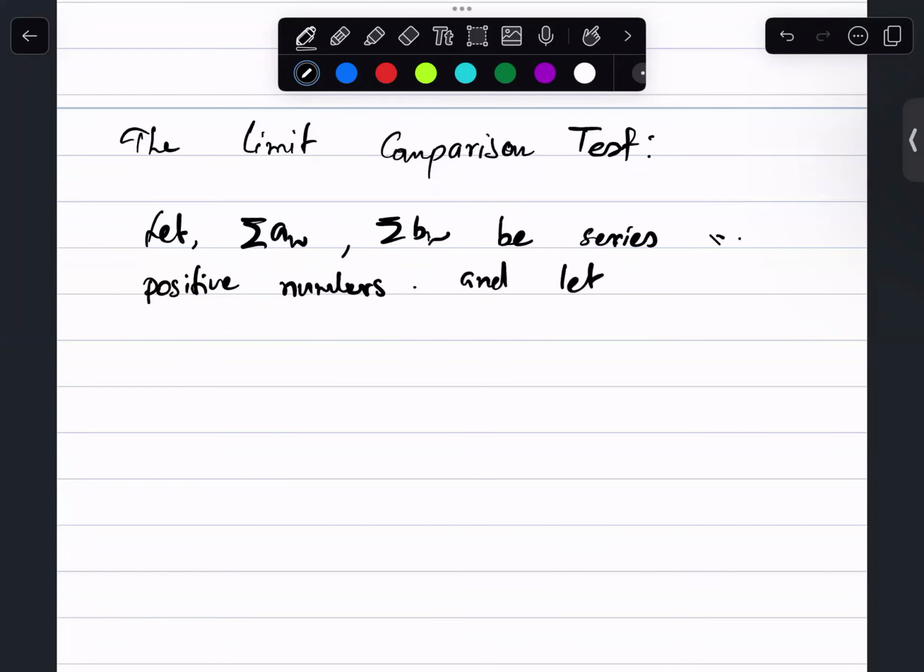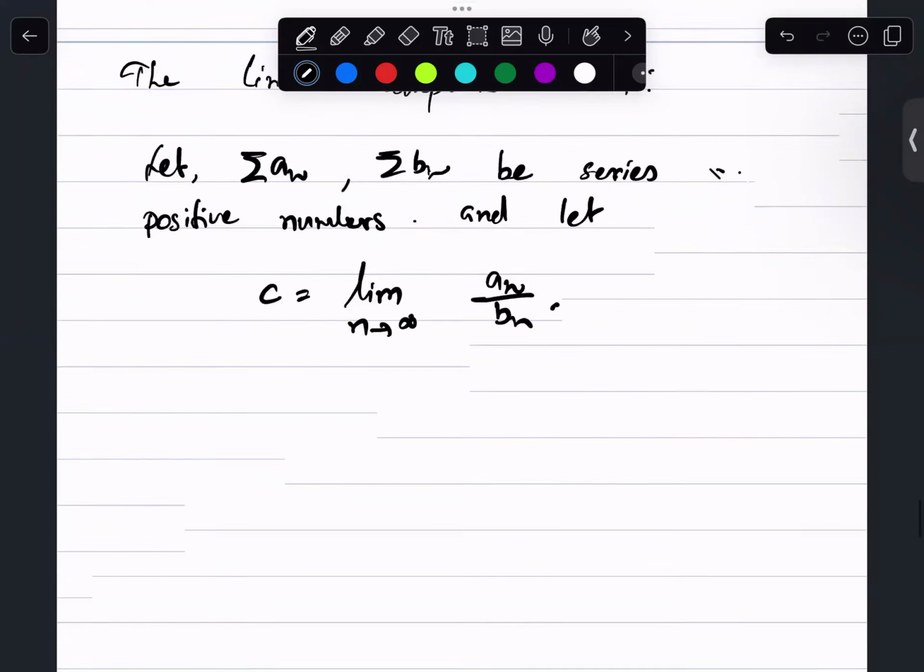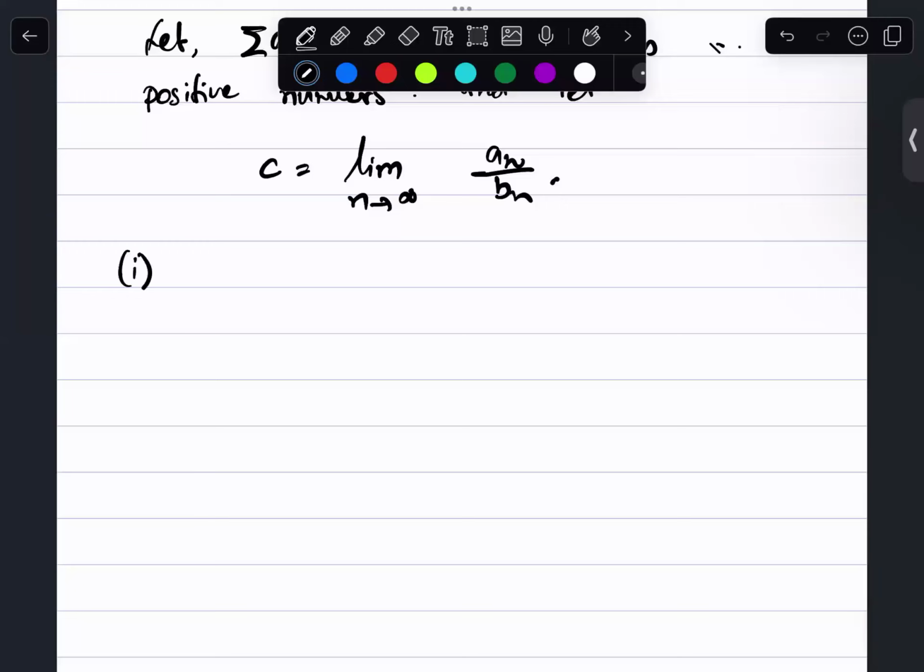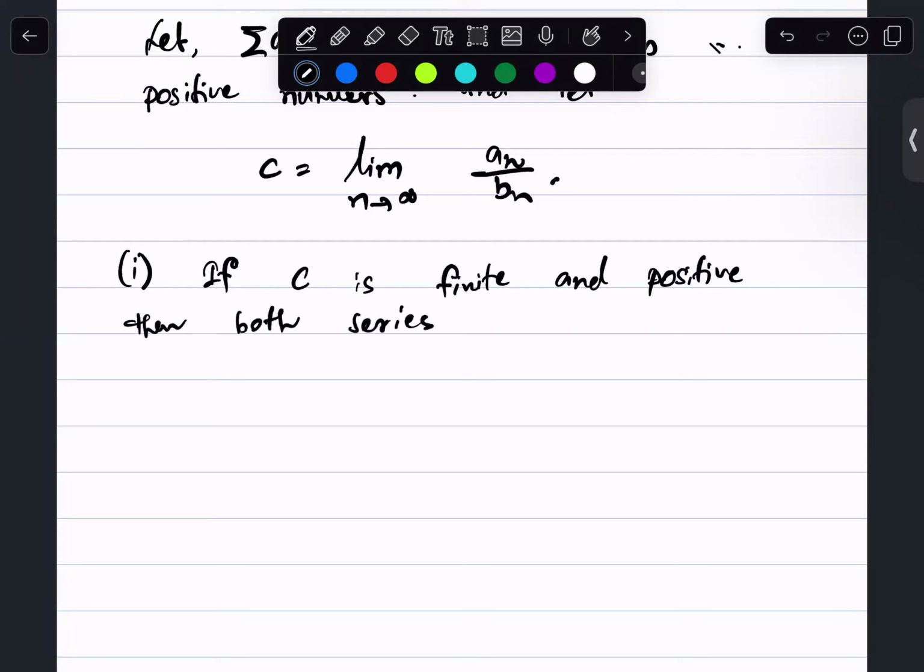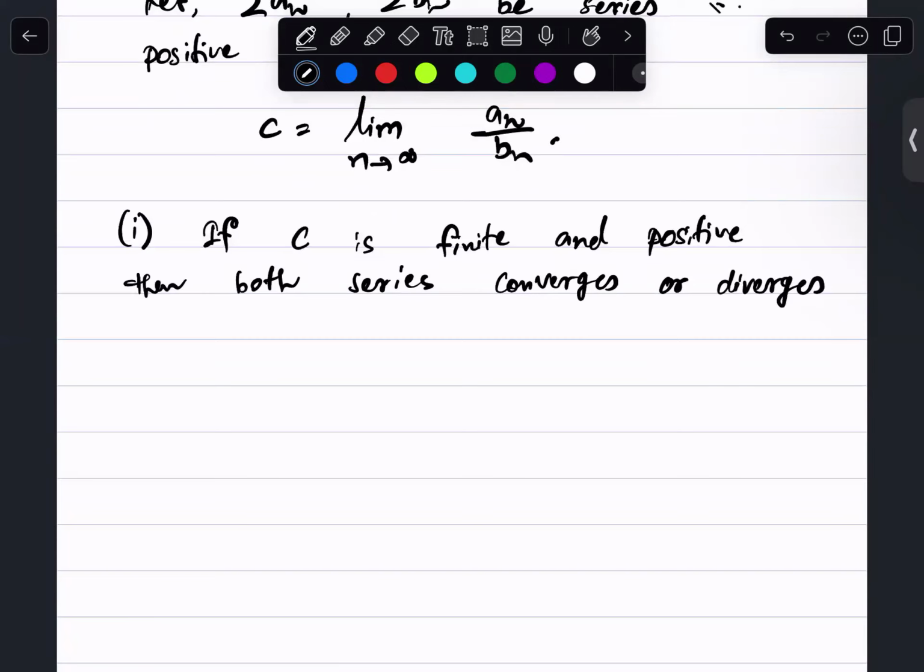and let C be the limit of the ratio an over bn. Then the following holds. If C is finite and positive, then both series converge or diverge together.